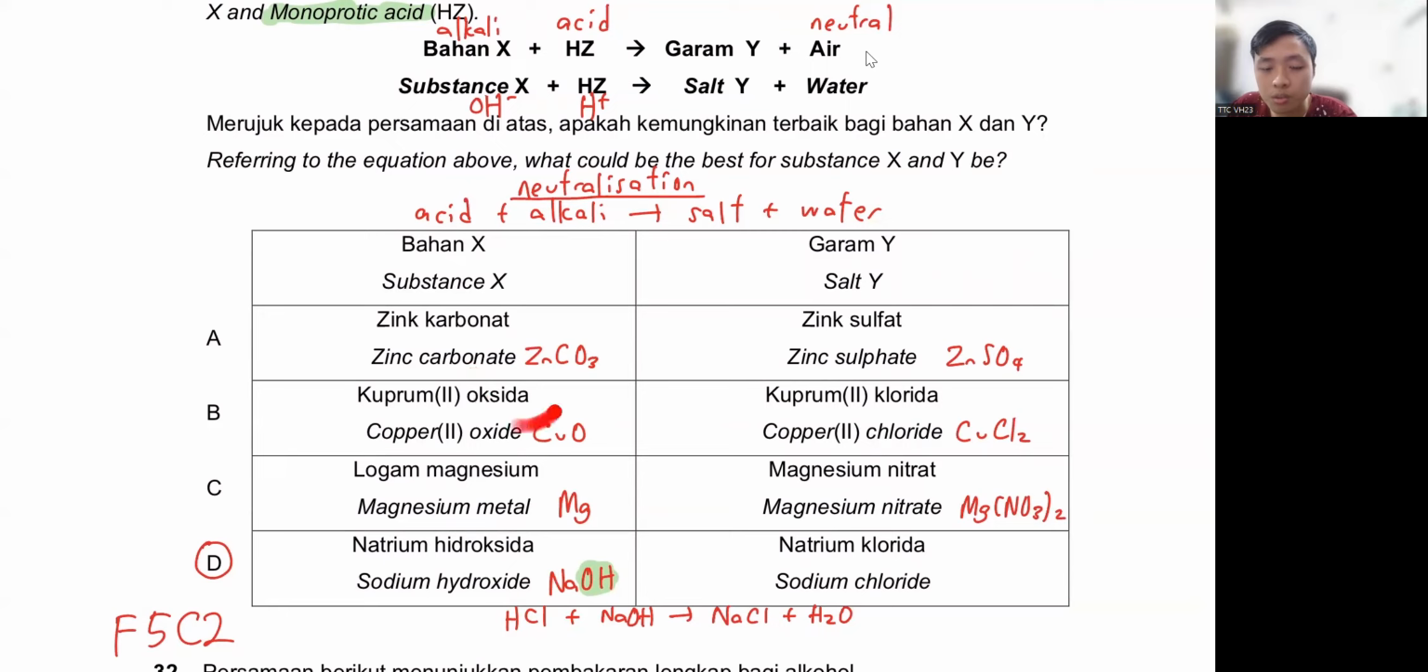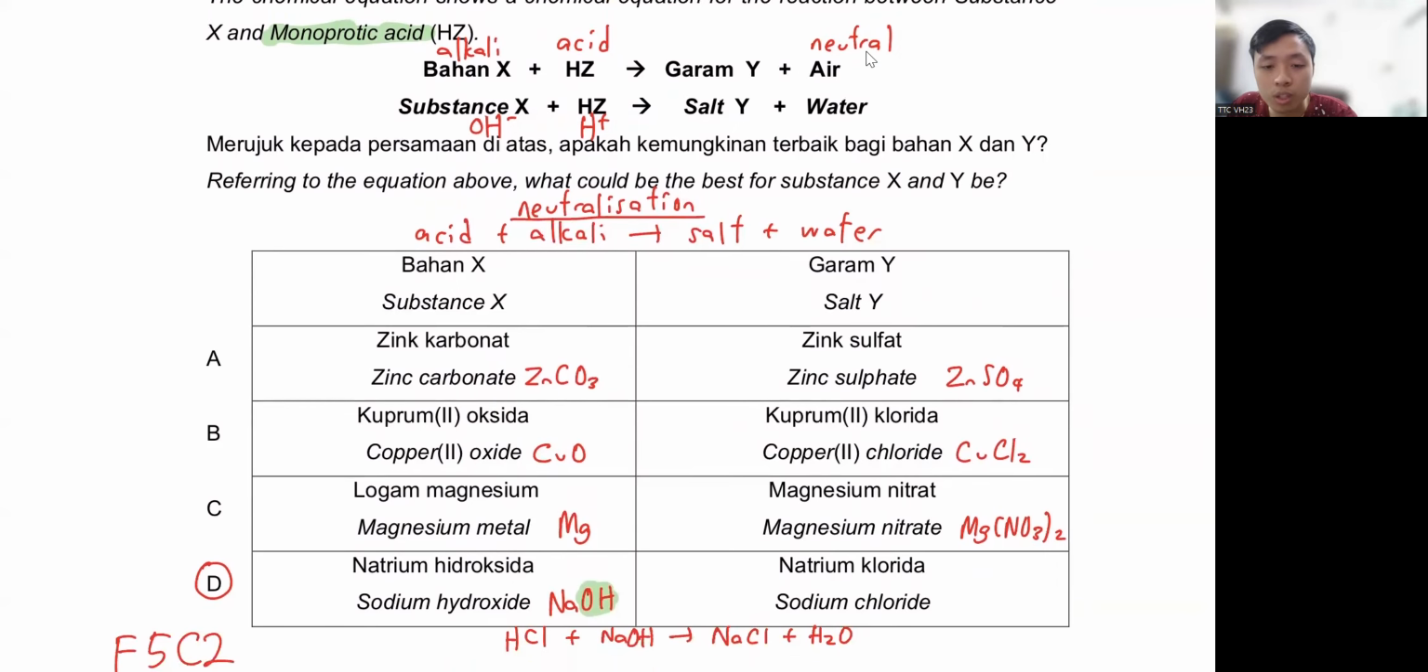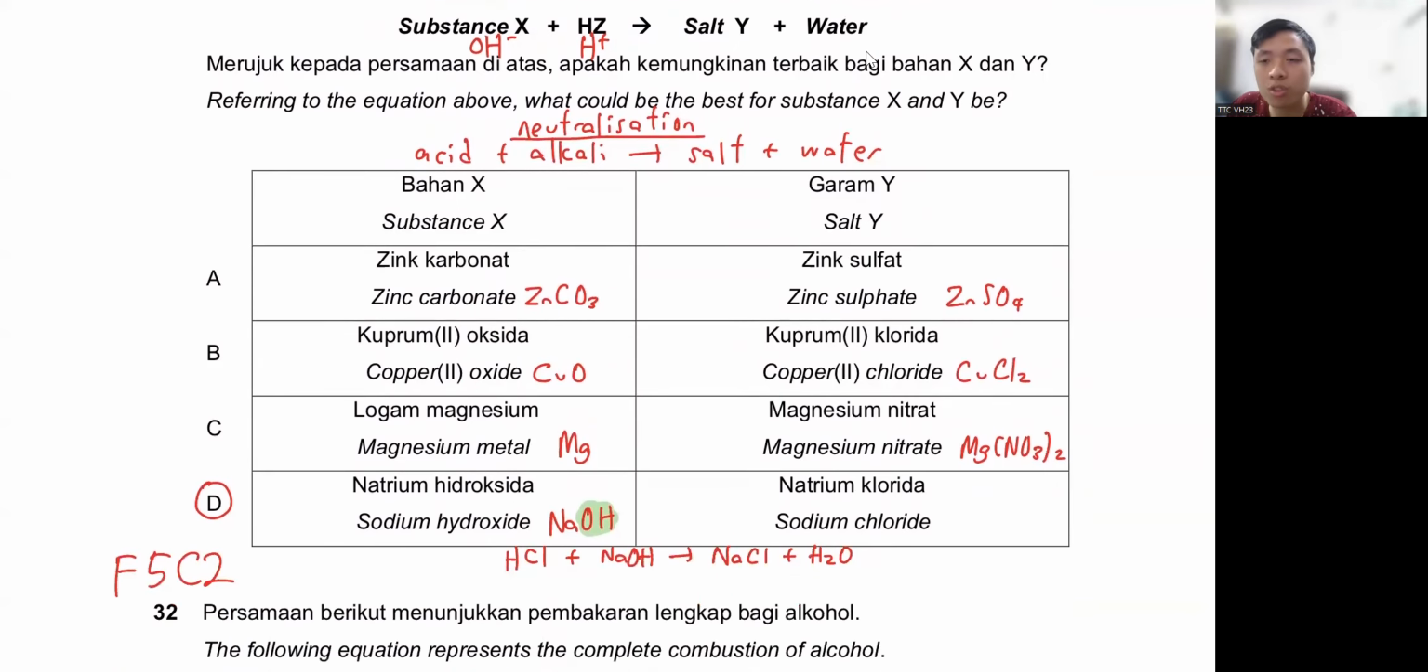Because B is copper(II) oxide, which is actually insoluble. So we normally don't use an insoluble base. Normally you just add alkali. It becomes sodium chloride. Yes, this is the equation.